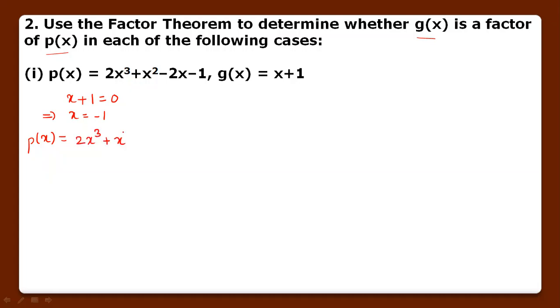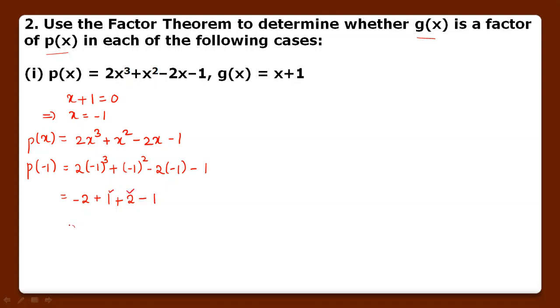2x cube plus x square minus 2x minus 1 is the polynomial. हम अब x की जगह -1 put कर देंगे. What will we get? 2 into -1 cube plus -1 square minus 2 into -1 minus 1. -1 का cube is -1. -1 into 2, -2. Plus 1 will come here because -1 का square is +1. -2 into -1 that is +2 and -1. अब हम add एक साथ कर लेंगे. +2 and +1 is +3, -2 and -1 is -3. We will get our answer 0. जब हमने इस factor को चेक किया इस polynomial पे हमारा answer 0 आ गया. So we can write yes, gx is a factor of px in this question. Now we'll check the second part.